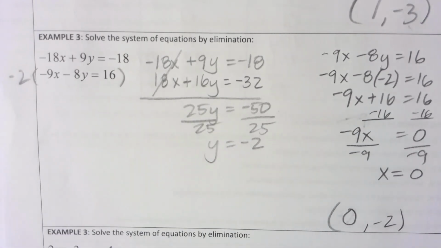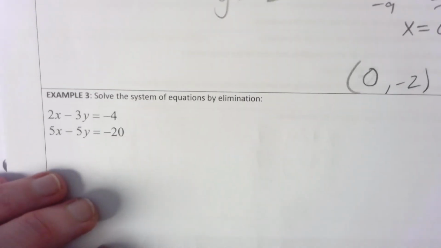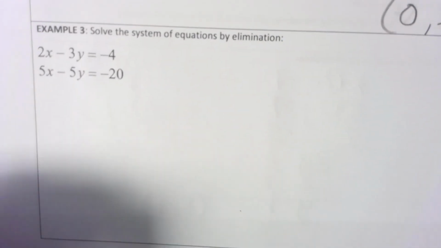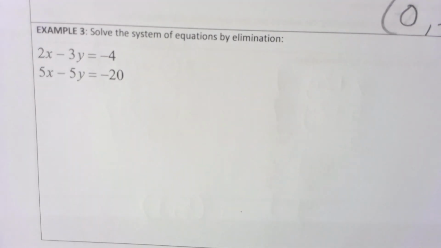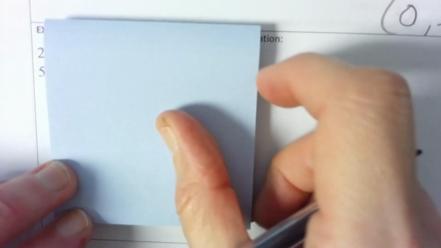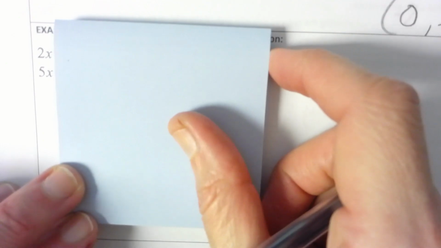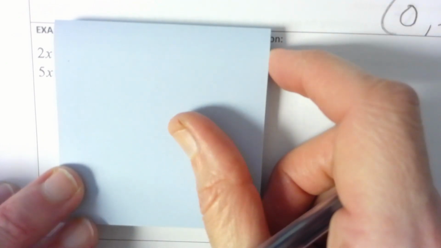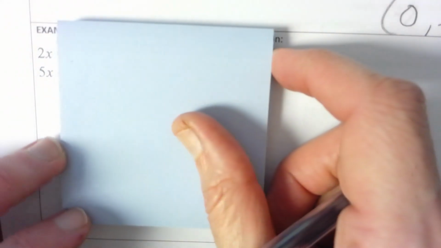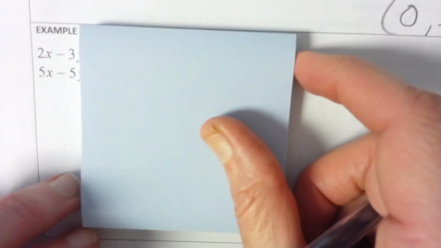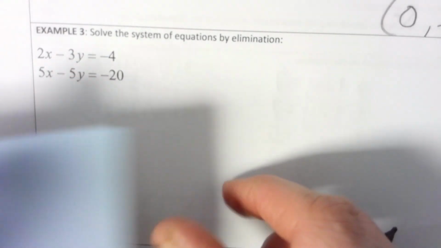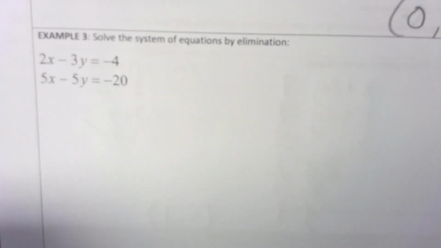Okay, last one. All right, so I'm going to look at these two variables and see what's going to be easy to eliminate. Okay, 2 and 5, well, that's not really easy because you'd have to multiply both of them. Maybe we'll do that. 3 and 5, that's no better. So let's just go ahead and get rid of the x's then. In order to get rid of the x's, I have to think a little bit outside the box here.